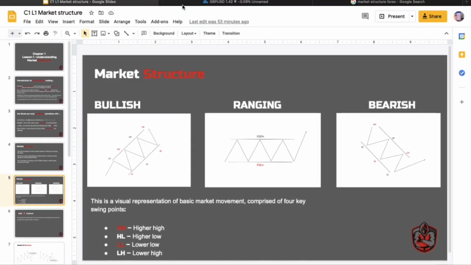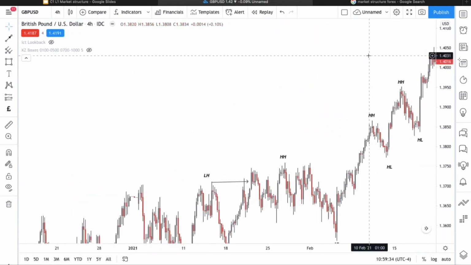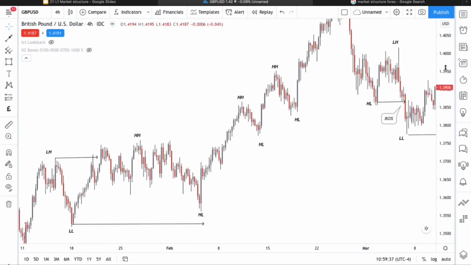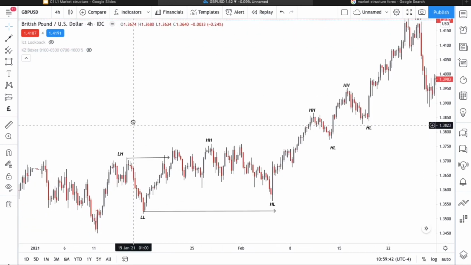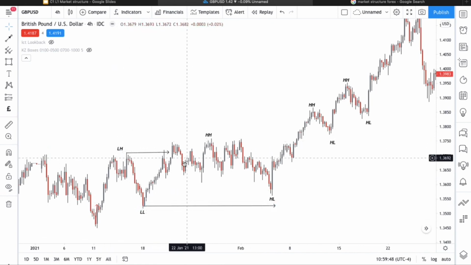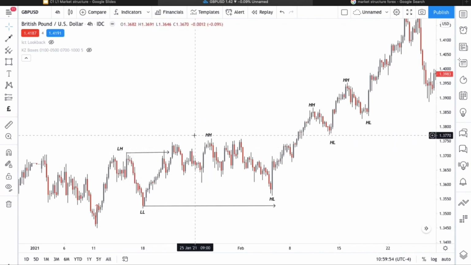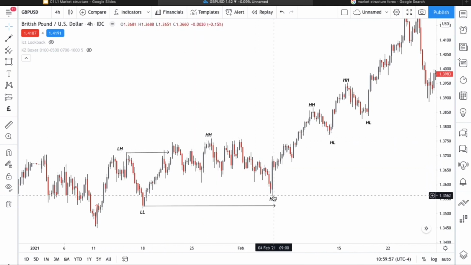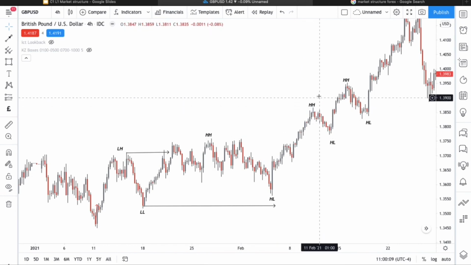Now, if I just show you an example on GU, right over here, we can clearly see price is printing a series of higher highs and higher lows, right? So as we can see here, this was a lower high, then we have a lower low. Price impulses over to the upside, closing above this lower high over here, therefore printing a new higher high. When price then pulls back, it fails to close below this low, therefore creating a higher low. And then price impulses over to the upside, closing above this higher high, therefore creating an even higher high. And then so on.